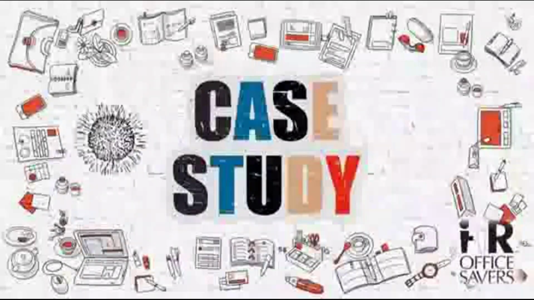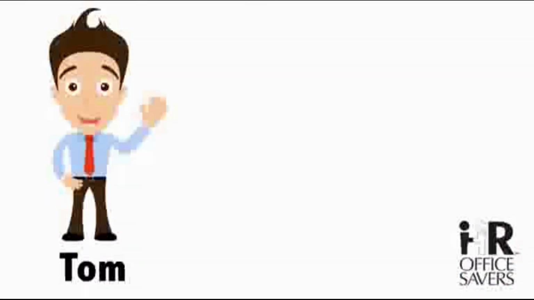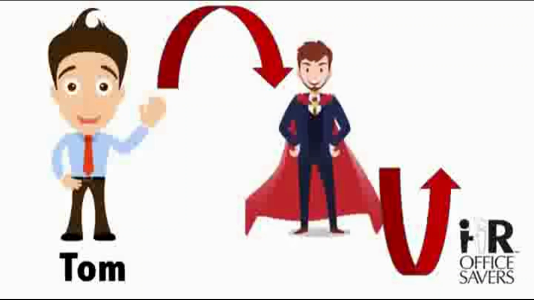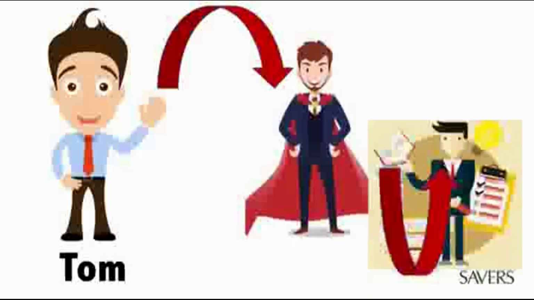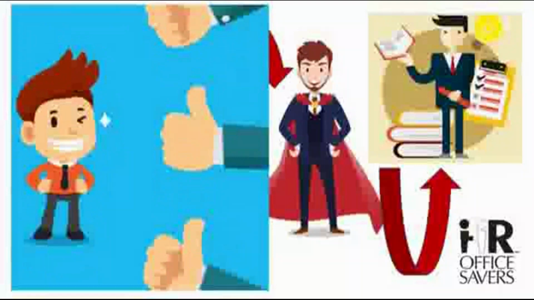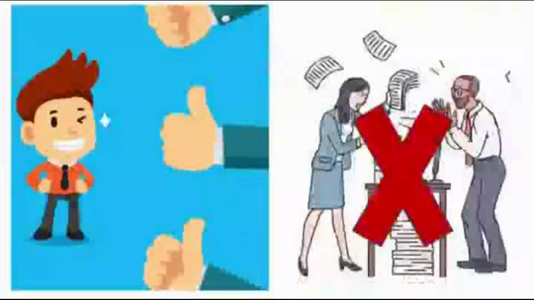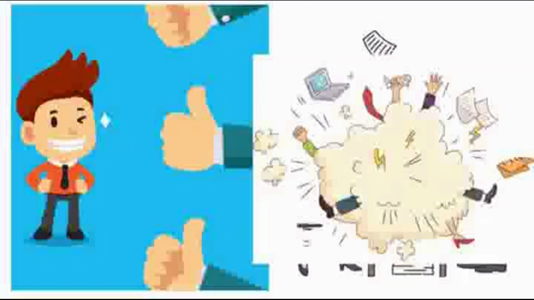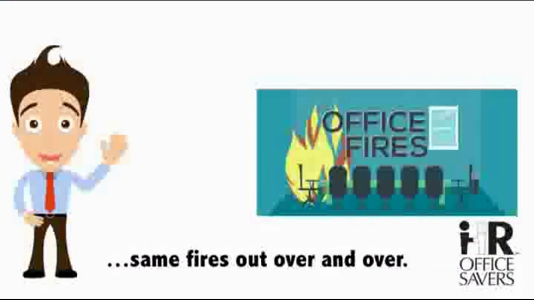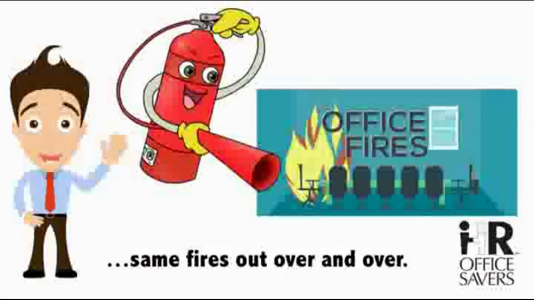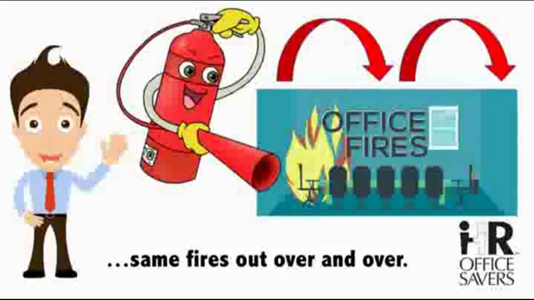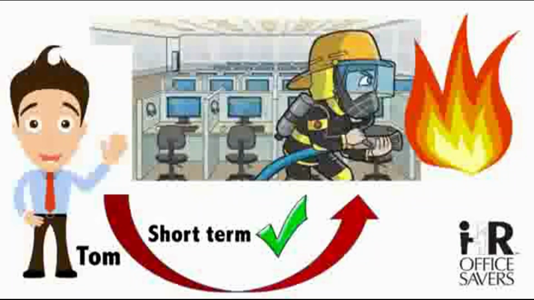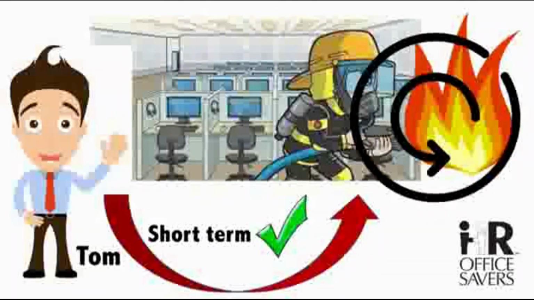Consider this case study. Tom liked to be known as the fix-it guy. He prided himself on the ability to swoop in and resolve a crisis, and his coworkers appreciated his ability to quickly put an end to chaos or stop a situation from escalating. But he noticed that he seemed to put the same fires out over and over. He could help solve a problem in the short term, but ultimately the same things kept coming up.